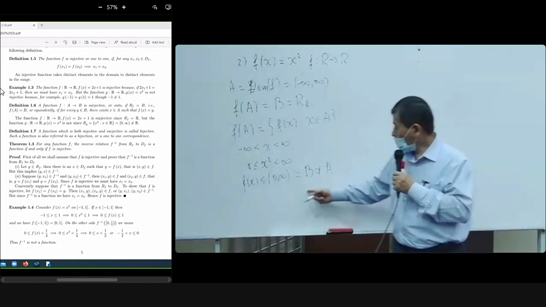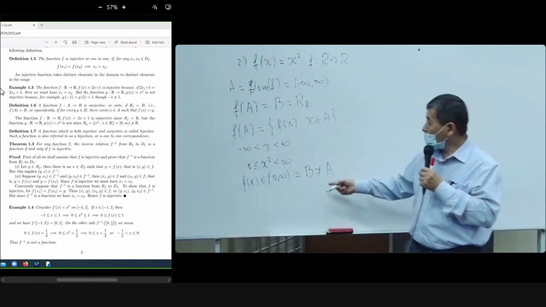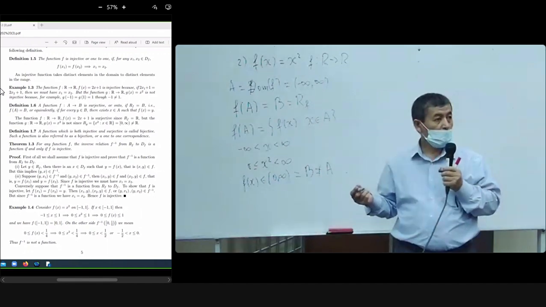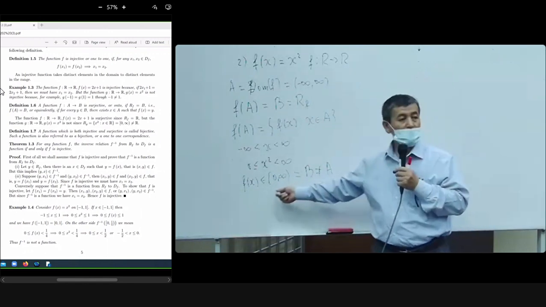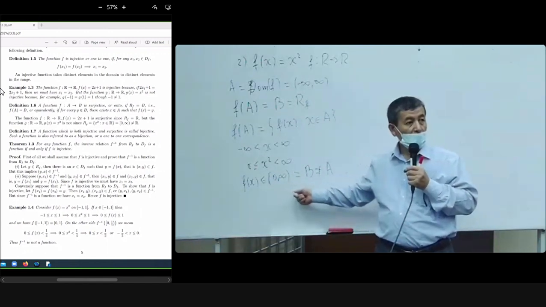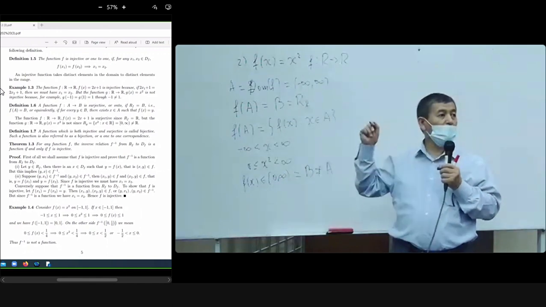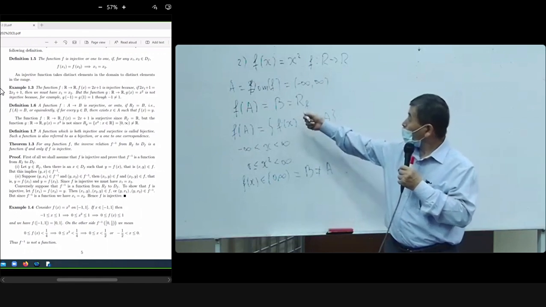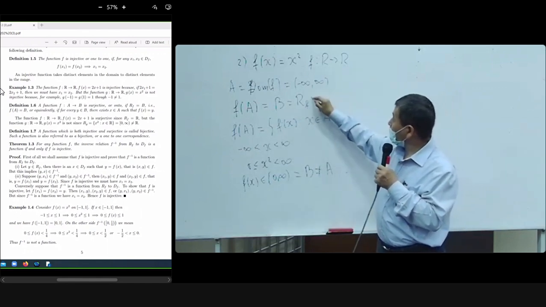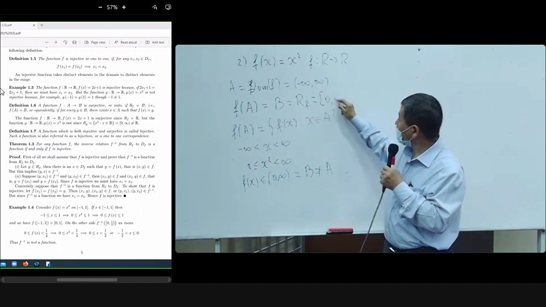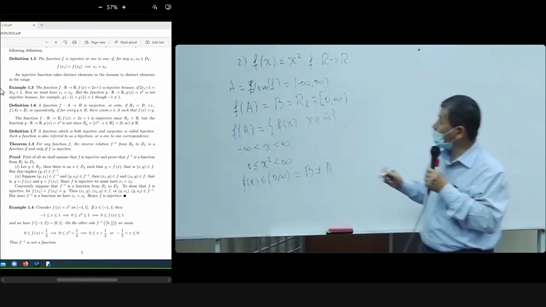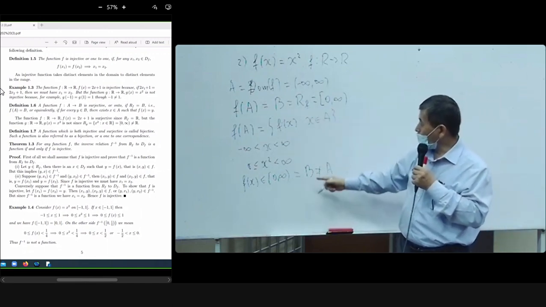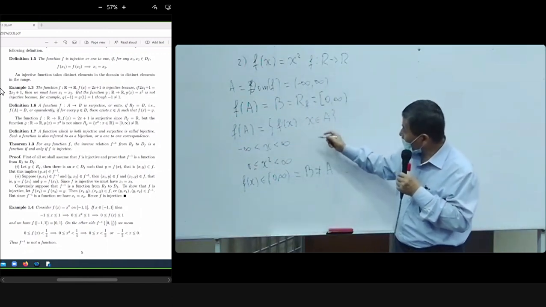Actually, domain and codomain should be equal. Here, codomain is from 0 to infinity. A is from minus infinity to plus infinity. Okay? So actually here, codomain B is from 0 to infinity. See, the range of f is from 0 to infinity. But it is after solving this equation, you see, here important.